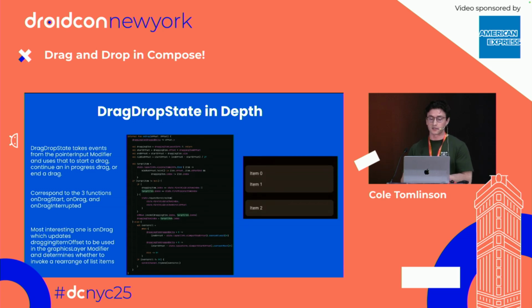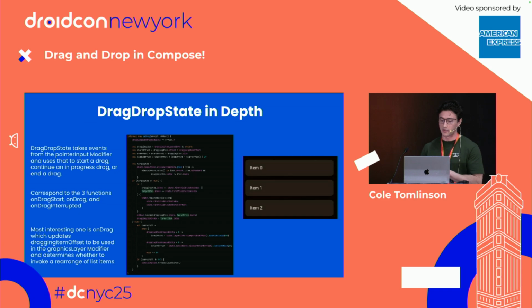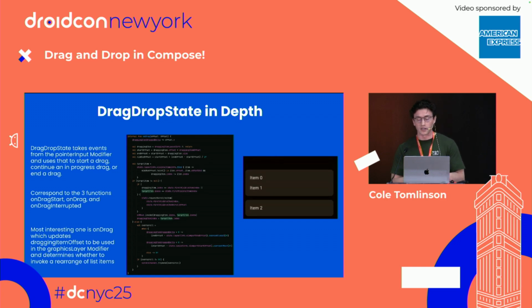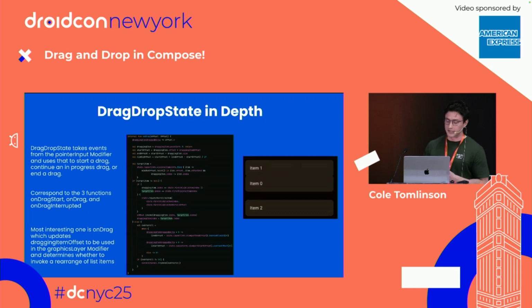The way it does this is looking at the lazy list state's visible items info. That's a collection of all the visible items that are currently on screen at that point in time, and it's got information about their layout, like their size, their index, where their offset is from the start of the lazy column, and then it can use that information to make a call on when the dragging item should rearrange with what's underneath it. So in this GIF, the rearrange condition is: is the midpoint of the dragging item overlapping with another item? If so, then switch their spots.